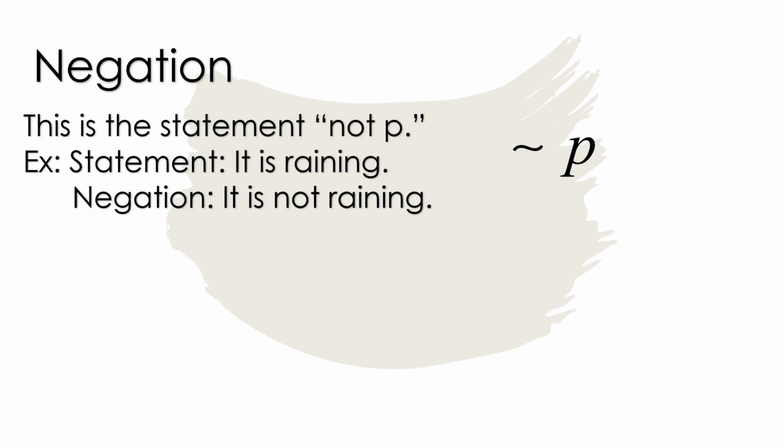All right, negation. This is the statement, not P. And you see I have that little squiggly in front of the P, that's the symbol. So if the statement is, it is raining, negation is, it is not raining.